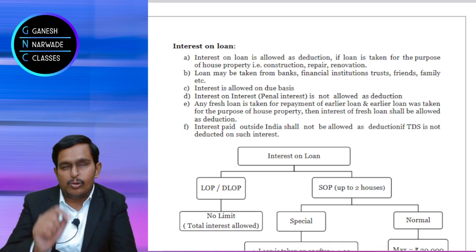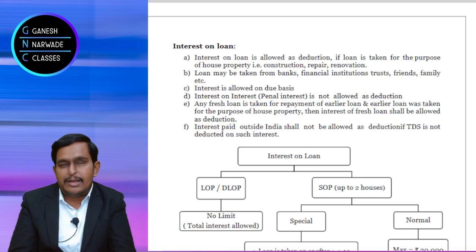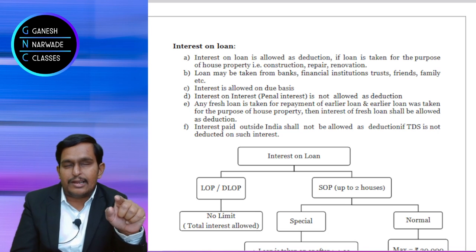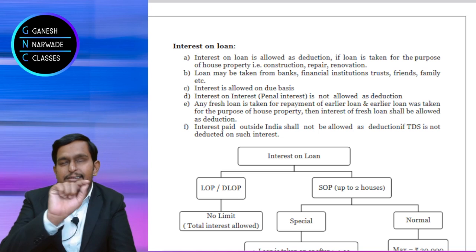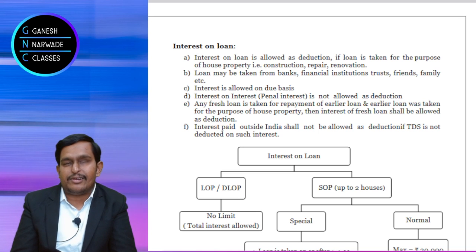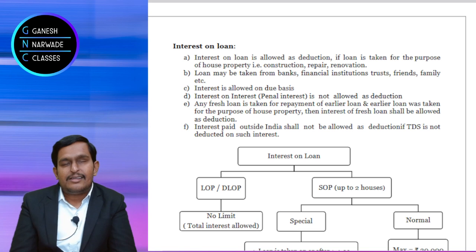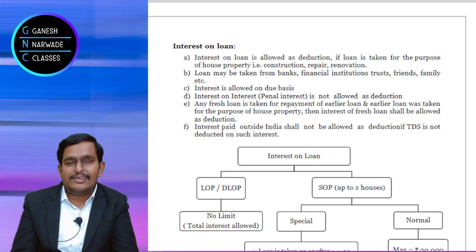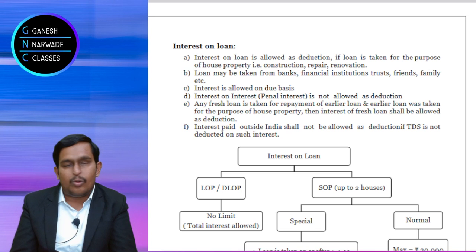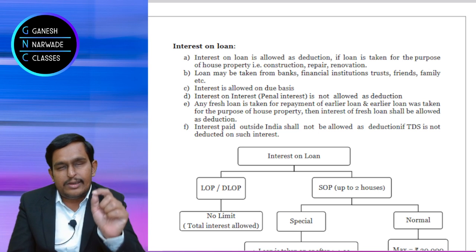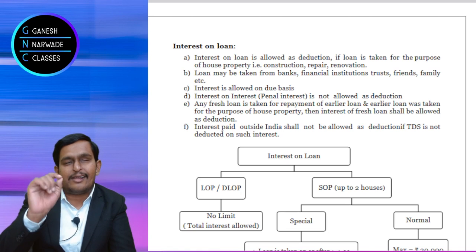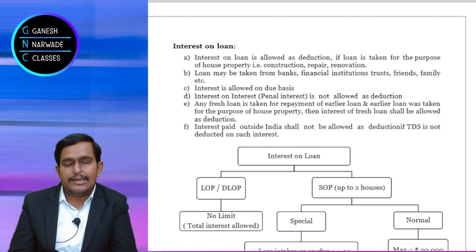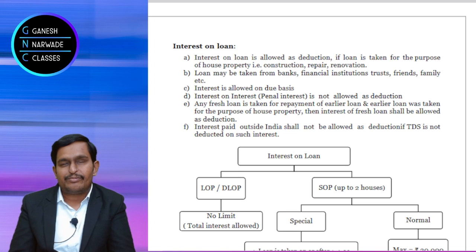Next thing to remember, interest is allowed on due basis. If the interest is due, it would be deductible. Municipal taxes were allowed when paid. Interest on loan is allowed as deduction when it is due. Remember these words. Suppose you delay in paying the interest and a penal interest is charged, that means interest on interest. Is it allowed as deduction? The answer is no. Interest on loan is allowed as deduction, but interest on interest is not. Penal interest is not allowed as deduction.